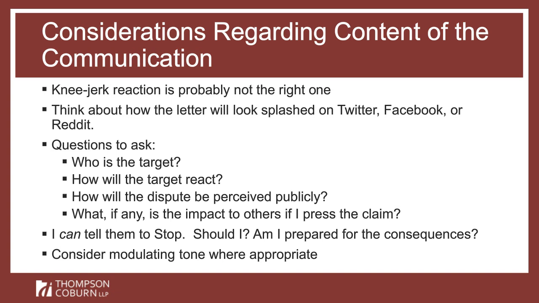Who is the target? How will the target react? If the target is a large, sophisticated entity and you're approaching them about infringement, they get threats like that every day. They're not going to react harshly. They're unlikely to start posting things to Twitter. It's probably going to stay a private business-to-business conversation. If you're approaching somebody who's a much smaller infringer or a closely held company, then they may react very, very differently. How will the dispute be perceived publicly?